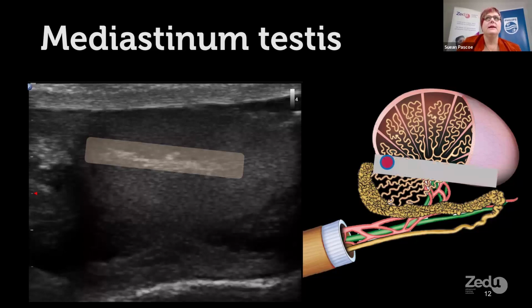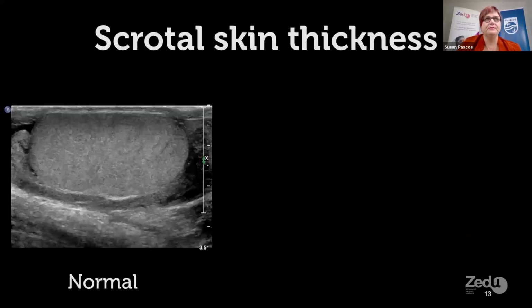So you can see where the probe is here that would demonstrate the mediastinum testis, and you can see that very bright echogenic linear line through the testis in the longitudinal orientation.